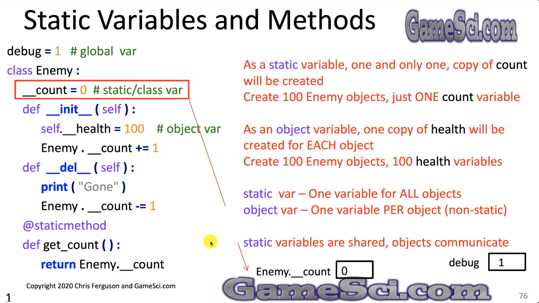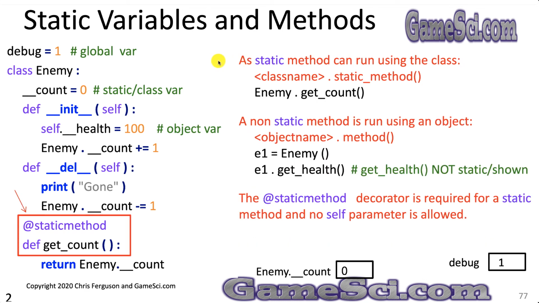Static variables are shared. Static variables allow objects to communicate with each other. If an object sees this going up, it knows more objects have been created. If an object sees this variable going down, it knows objects have been deleted. Static variables allow a way for objects to interact between each other.